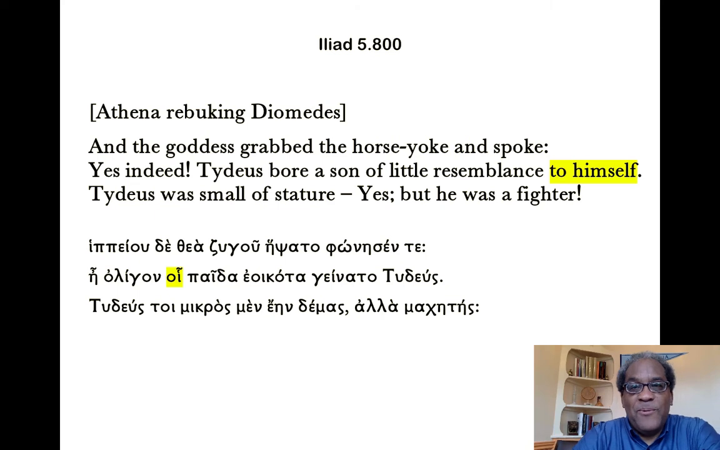And then from Book 5, we have Athena rebuking Diomedes. And the goddess grabbed the horse yoke and spoke. Yes, indeed. Tydeus bore a son of little resemblance to himself. Tydeus was small of stature, yes, but he was a fighter. Unlike you. This is just a wonderful scene from Book 5 where Athena comes down and pulls Diomedes' chain for having come off the battlefield after he suffered a little wound.